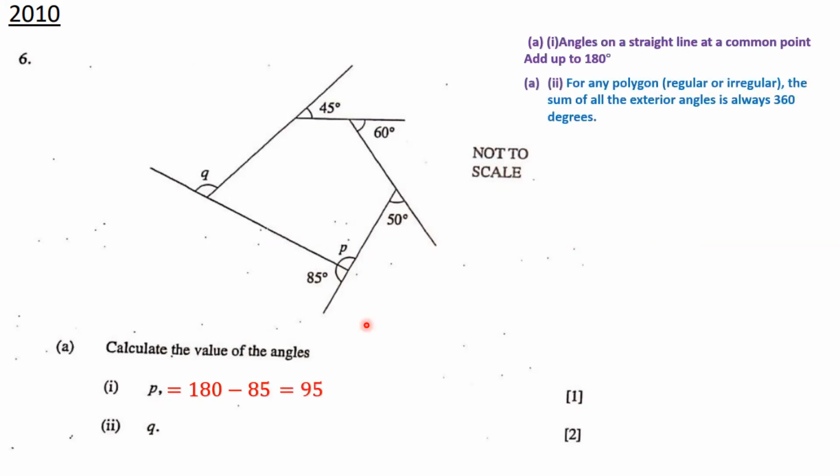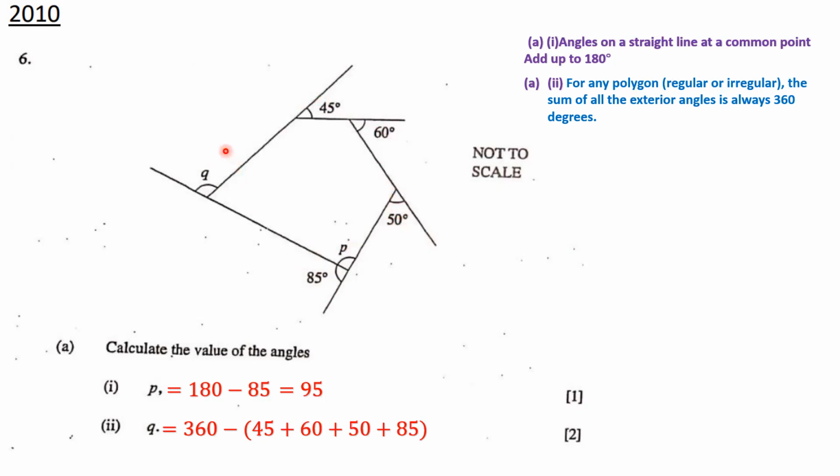So Q is going to be equal to, well, remember for this one, it says that for any polygon, regular or irregular, the sum of all the exterior angles is always equal to 360 degrees. And so if we look carefully, how many exterior angles do we have? We have 45, that's 1, 60, that's 2, 50, that's 3, 85, that's 4, and then Q, that's also an exterior angle, so that makes the fifth one. So 1, 2, 3, 4, and 5.